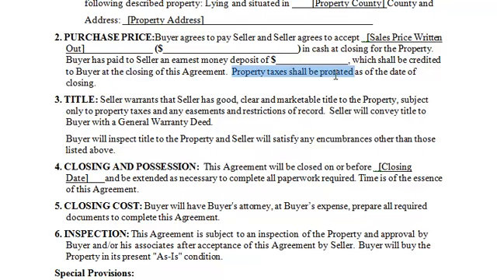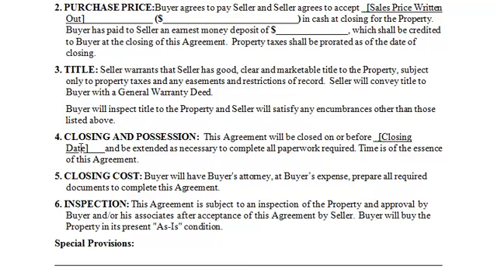Property taxes shall be prorated as the date of closing. Title, seller wants that seller has good, clear, marketable title to the property, subject only to property taxes and any easement and restriction of record. Seller will convey title to buyer with a general warranty deed. Buyer will inspect title to the property, and seller will satisfy any encumbrances other than those listed above.